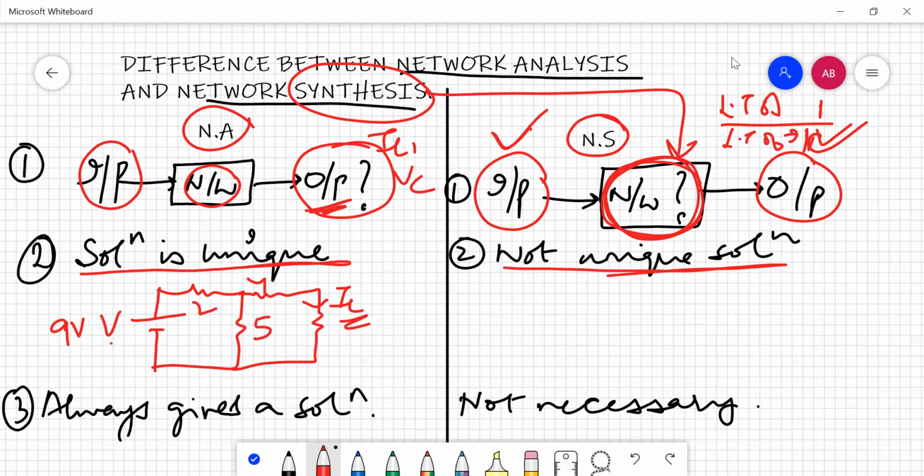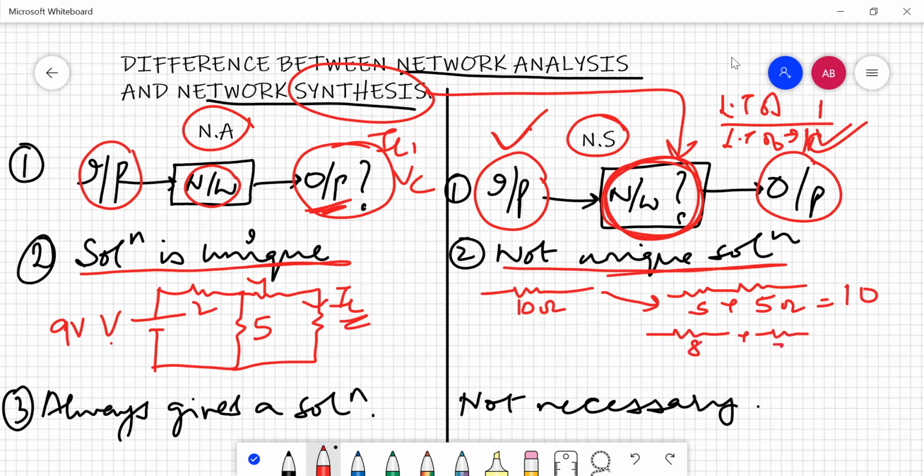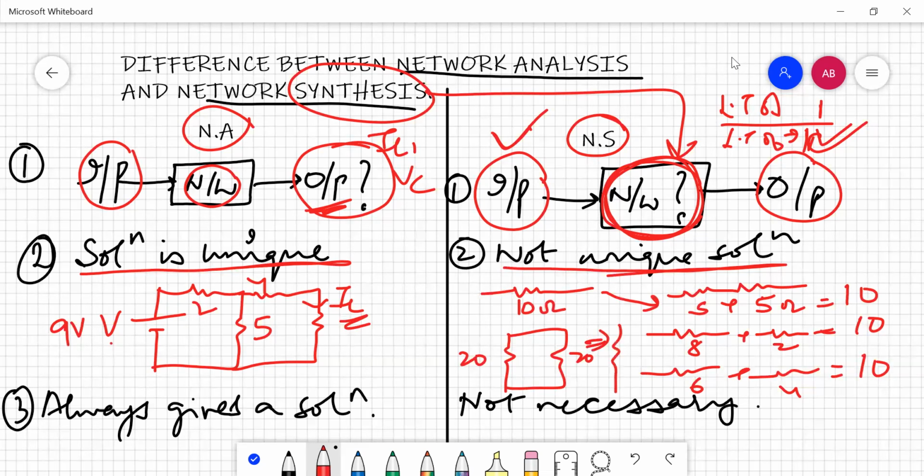Let's say you have designed an element and the value of this element comes out to be 10 ohms. Now this 10 ohms can be created using 5 ohm and 5 ohm in series, or you can use 8 ohm and 2 ohm in series. Again, you are going to get 10. Then you can get 6 ohms and 4 ohms in series. Again, you are going to get 10 ohms. Moreover, you can even use a 20 ohm and 20 ohm resistor in parallel, and again you are going to get a 10 ohm resistor from the parallel combination.